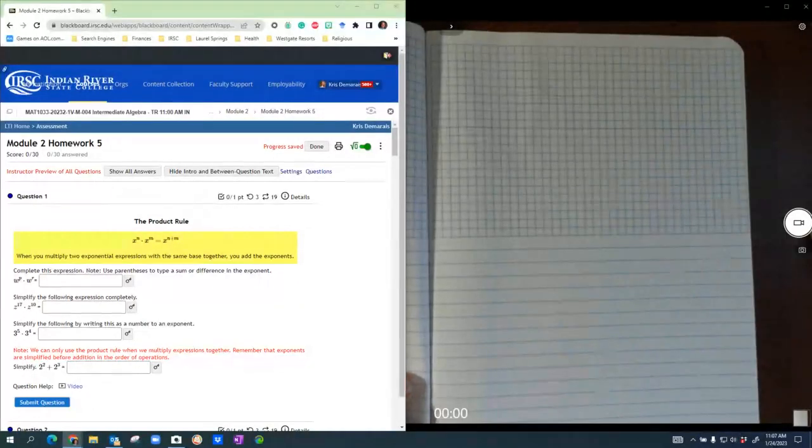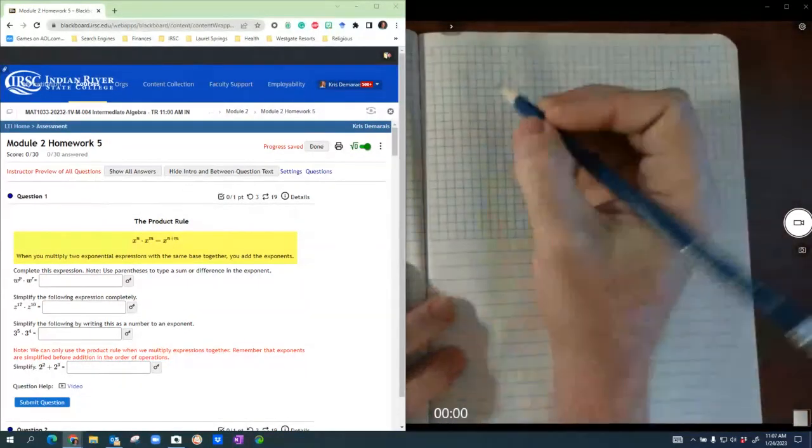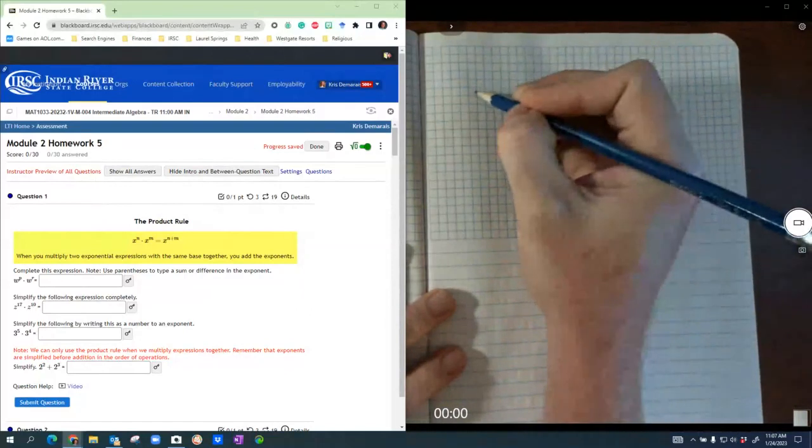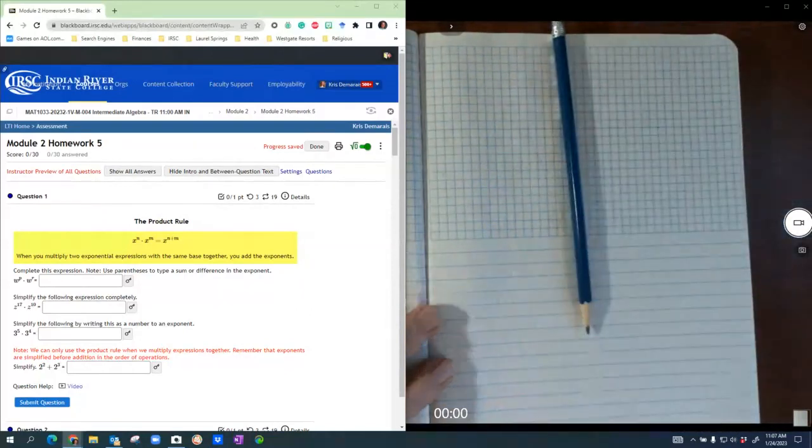Alright, intermediate algebra students, we're working on Module 2, Homework 5, where it's about scientific notation, exponential powers, and all kinds of rules with regards to it. So when we're dealing with exponential powers, this first rule is very important, and I don't have to write too much because it's already been given to you right here. Anytime you have the same bases that you're working with, you simply add the exponential powers of the same bases.